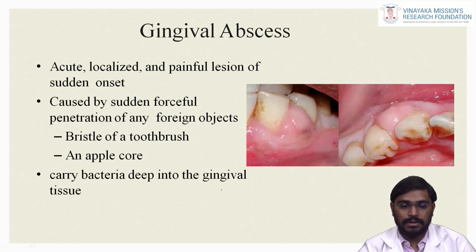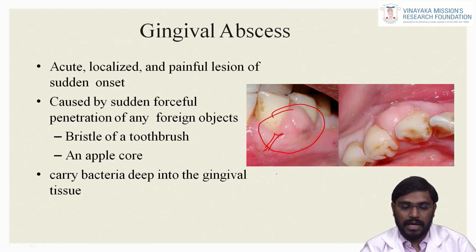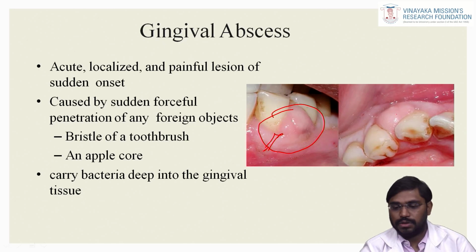Coming to the gingival abscess, usually a gingival abscess is an acute, localized, painful lesion of sudden onset caused by sudden forceful penetration of any foreign object. Any foreign object that gets intruded into the gingiva can cause a gingival abscess. It may be bristles of a toothbrush, an apple core, anything which is sharp, which carries bacteria deep into the gingival tissue. These areas are the gingival abscess.